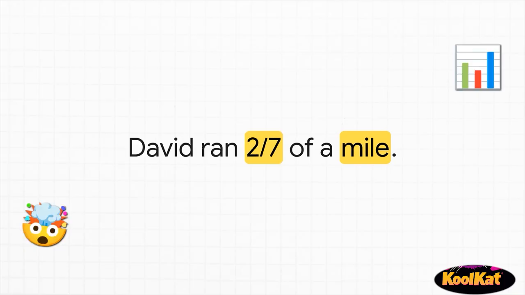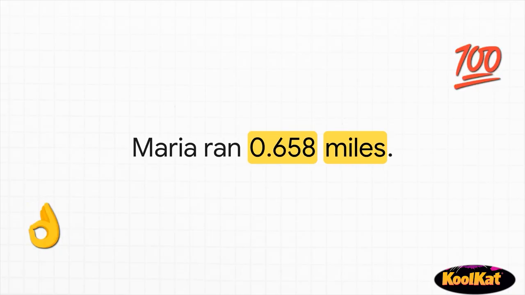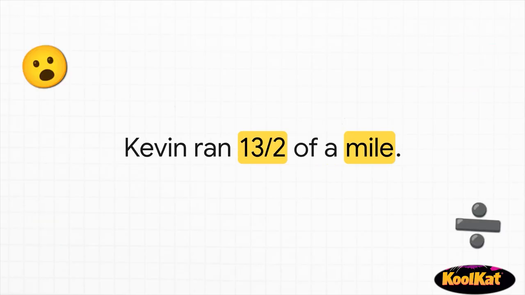Next up, David runs 2/7 of a mile. Okay, now it's getting even messier. How does a small fraction like 2/7 stack up against Sarah's 8/3? Maria's turn. Her distance is 0.658 miles. So we're back to a decimal. But wait, is that bigger or smaller than David's 2/7? I have no idea. And finally, Kevin brings it home, running 13/2 of a mile. Now, that sounds like a lot, but how much is it really?